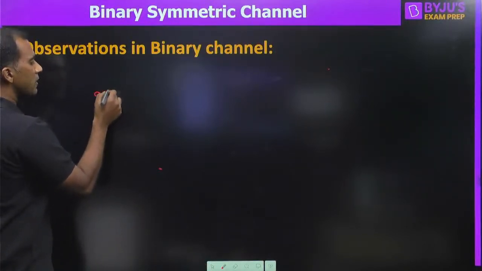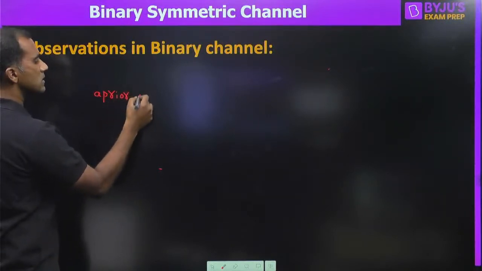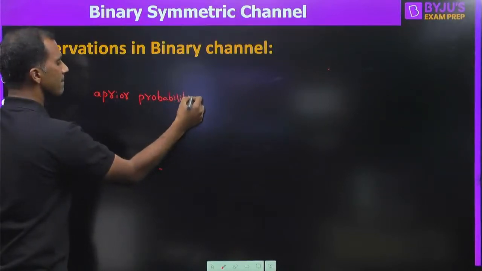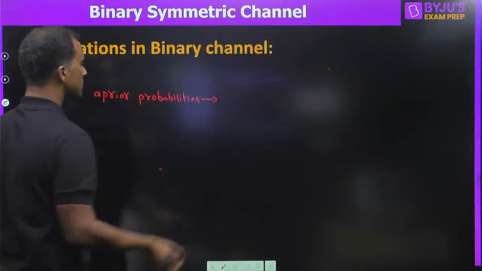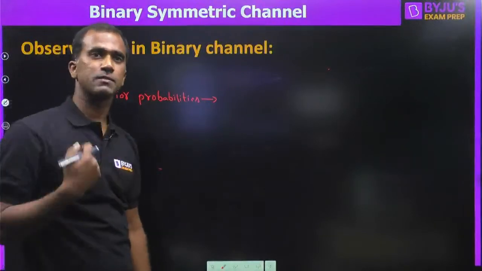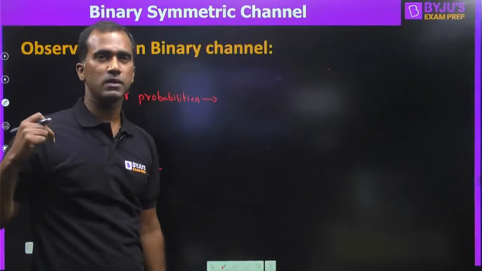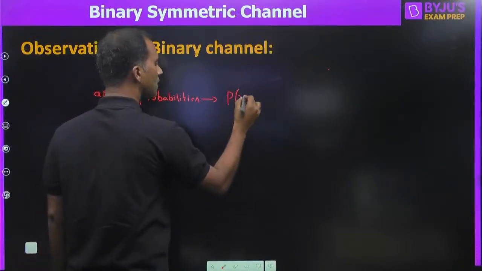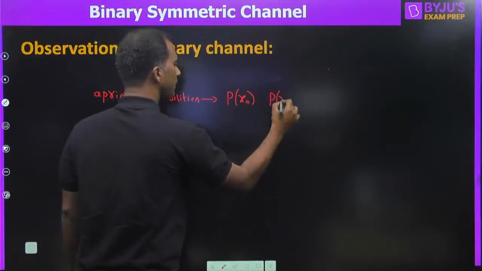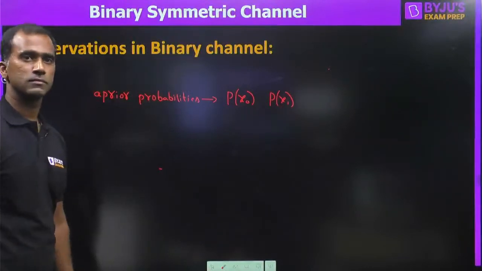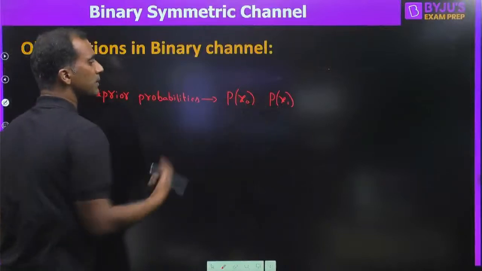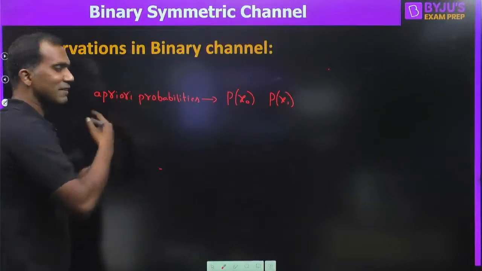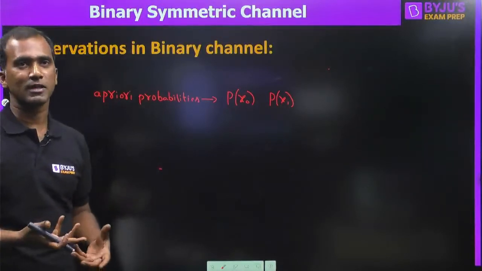There is something called a priori probabilities, or prior probabilities. What are those? Prior means before transmission. Before transmission, what we have is x0, x1. What are the probabilities that we have before transmission? They are P of x0 and P of x1, right? So these are prior probabilities. That's why we call them a priori probabilities. Priori is the word used in the textbook, but simply you can call them prior probabilities.